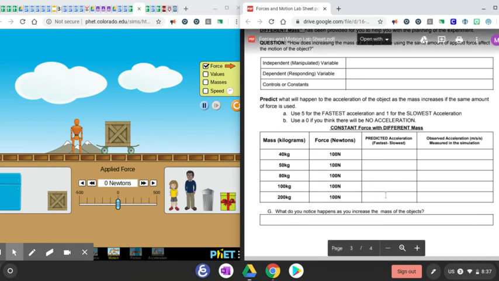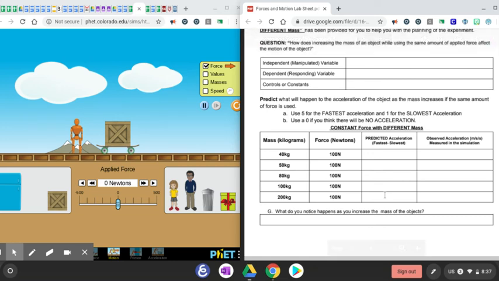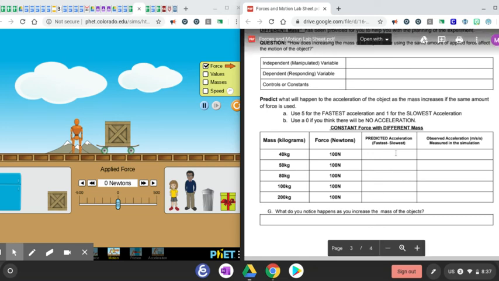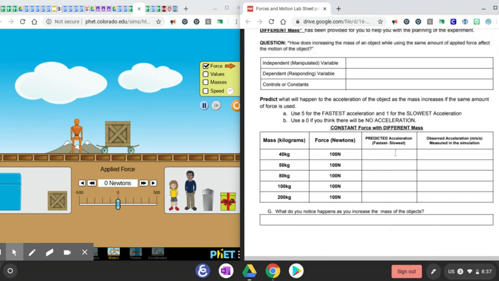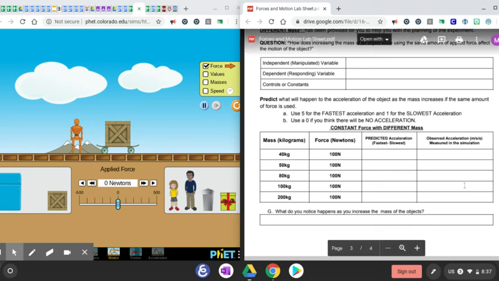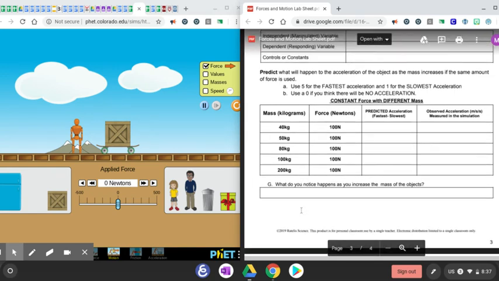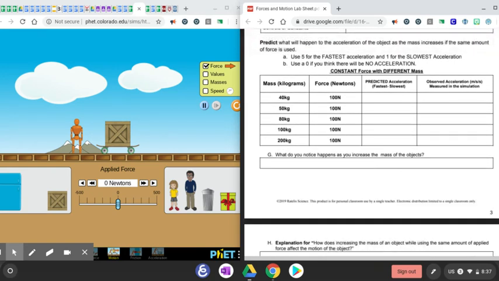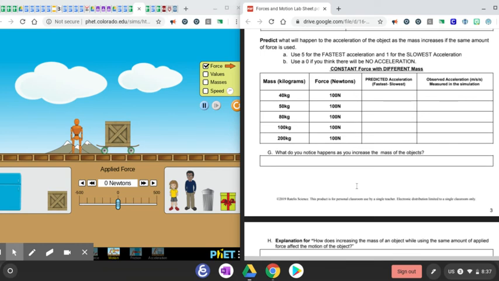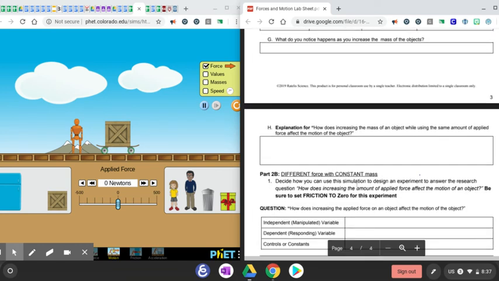Put a 0 if you think there would be no acceleration, so no change in speed. Put 1 if you think it's the slowest acceleration, and then up to 5 if you think it's the fastest acceleration. And then put the actual observed acceleration here. And then there's a couple questions to go with that. What do you notice happens as you increase the mass? And then explain how increasing the mass of the object affects the motion of the object.